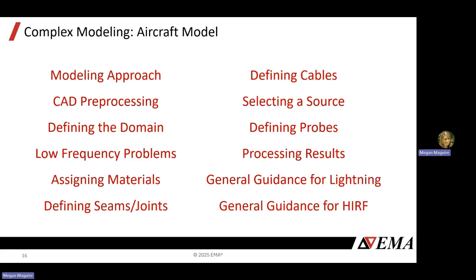After that, I'm going to talk about defining seams and joints. That would be like panel-to-panel bonding, things like that, as well as some gotchas and things to consider when making those definitions. Then I'll cover a bit about how to define cables and some considerations for that as well. Then I'll move into talking about selecting a source, so what you do for, say, a lightning source versus a HERF source. Defining probes, as well as some of the gotchas there that have to do with how probes interface with the mesh. And then finally, some processing of results.